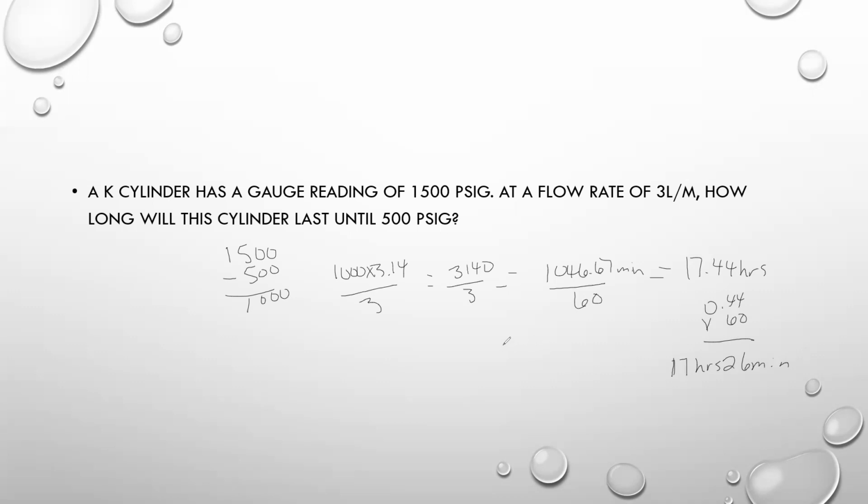Or you can do long division: 1046 divided by 60. 17 times 60 is 1020, with a remainder of 26. So this turned out to be 17 hours and 26 minutes. 17 hours and 26 minutes is what you've got for that particular calculation.